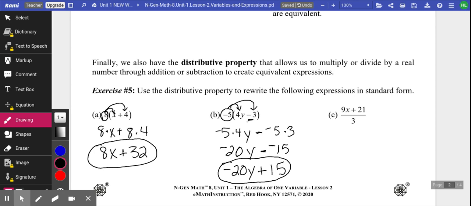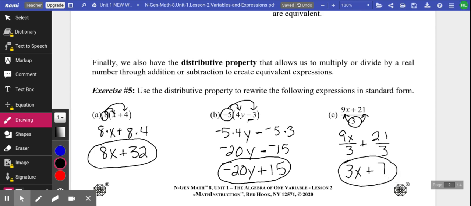Letter C is the distributive property with division. So I'm going to divide each term by the 3. So 9x divided by 3 plus 21 divided by 3. And 9x divided by 3 is 3x. 21 divided by 3 is 7. So 3x plus 7 is my final answer.